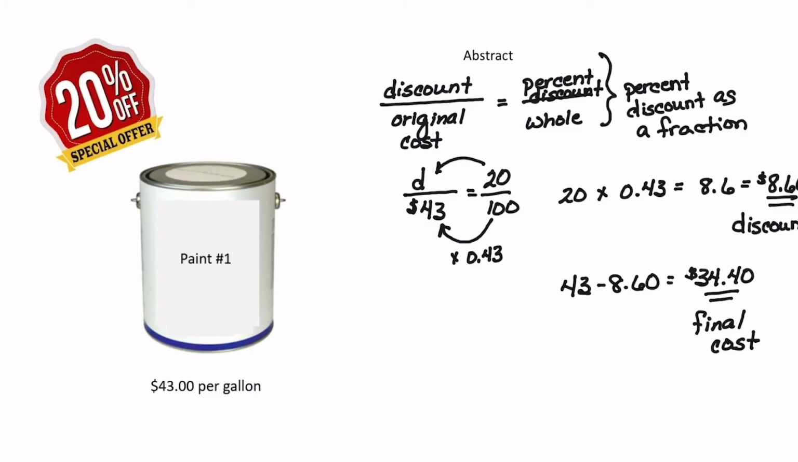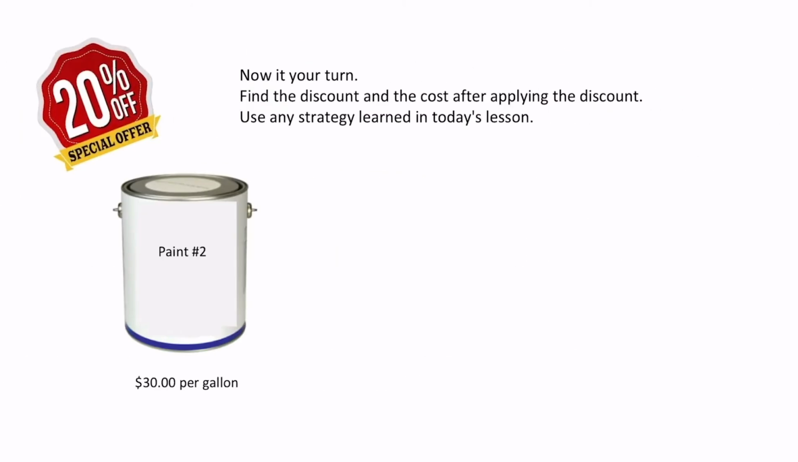So to practice, I have one that I would like for you to do on your own. It's again with paint. We're going to keep with our theme. This time its purchase price is originally $30. The discount price is 20% off. Your turn, using any of the strategies you've just done with me, find the discount and find your cost after you apply your discount.